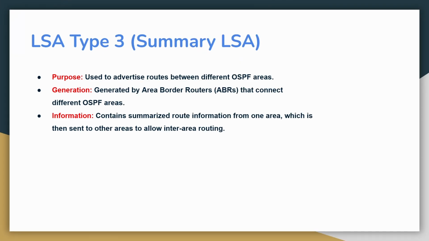LSA type 3, summary LSA. Purpose: used to advertise routes between different OSPF areas. Generation: generated by area border routers, ABRs, that connect different OSPF areas. Information: contains summarized route information from one area, which is then sent to other areas to allow inter-area routing.